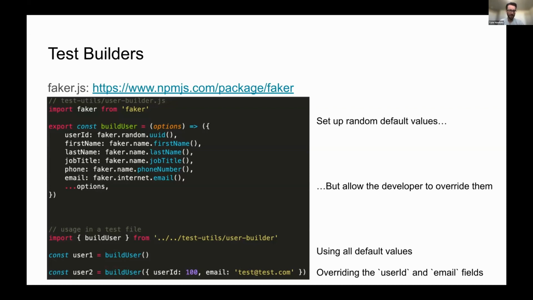And then at the very last one, user2, you can see if we do need to specify some overrides, we could do something like specifying the user ID as 100 and the email as test@test.com, in the event that we need non-random values. So these test builders really help abstract away the test setup and make it a lot easier to create these test fixtures that you need. That way you can focus more on actually writing your tests.